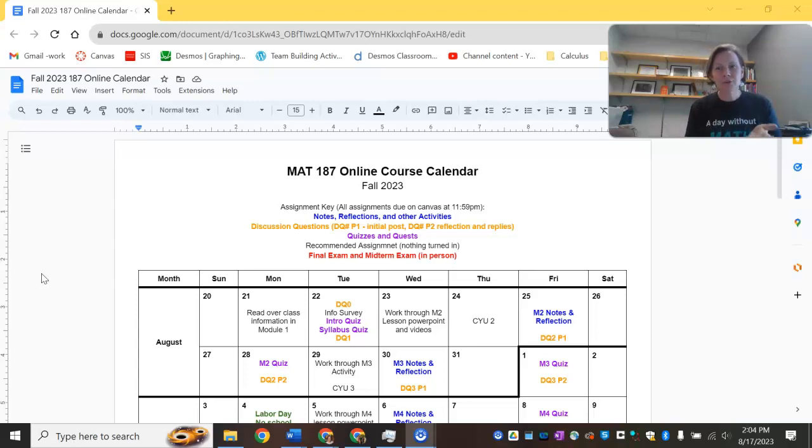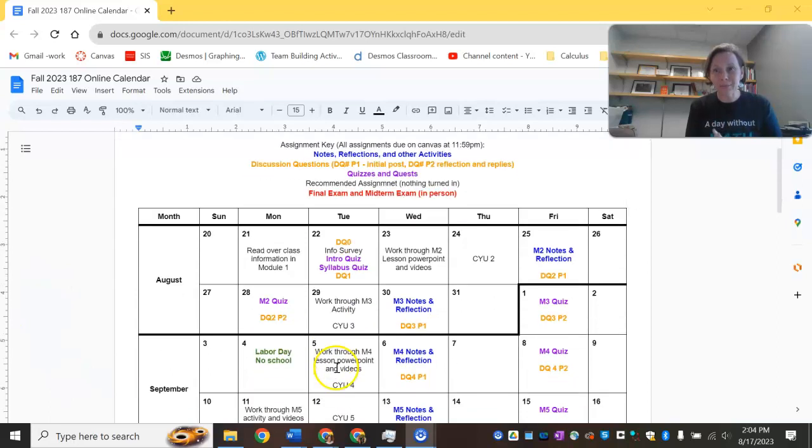So I'm going to first draw your attention to everything not bolded on the calendar. So you'll notice right here on Monday, it says read over information in Module 1. Module 1 has a bunch of background information on what the class expectations are. I'm not giving you a grade for reading over it, but you need to read over it so that you sort of know what the class expectations are.